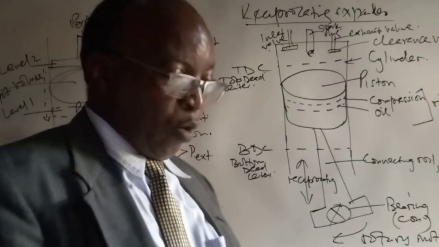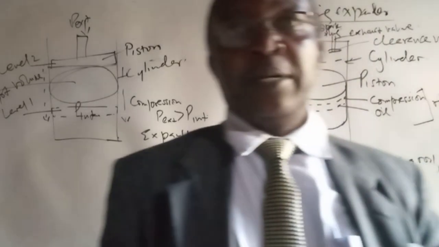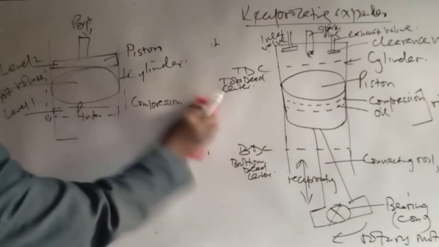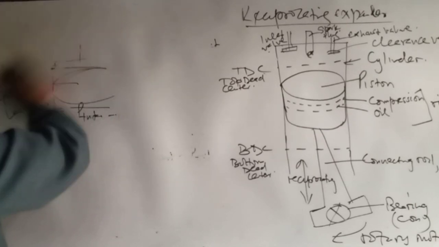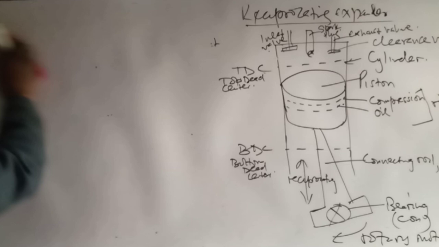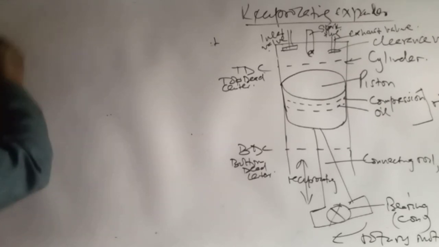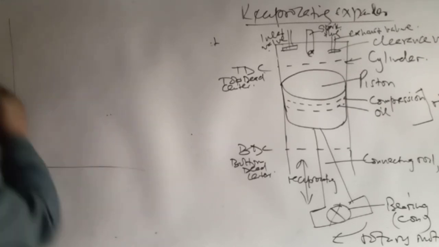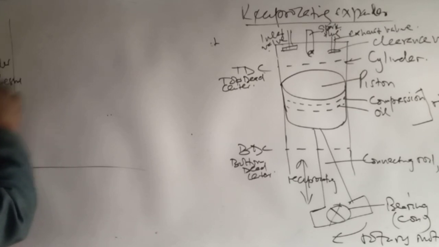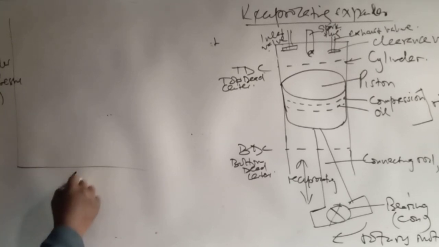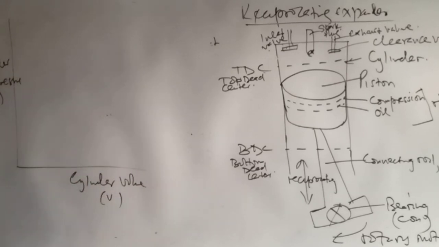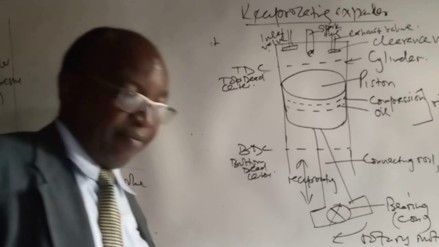Now, what is the pressure volume profile? That's the indicator diagram for this particular process. An indicator diagram is a plot where we are plotting the cylinder pressure versus the cylinder volume.